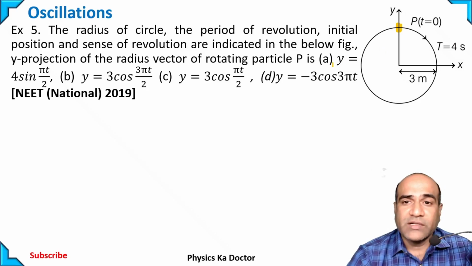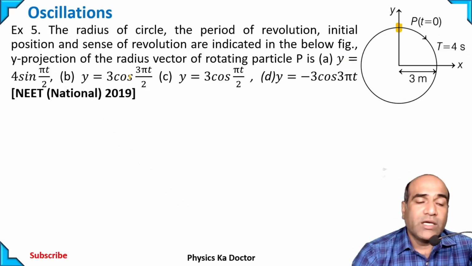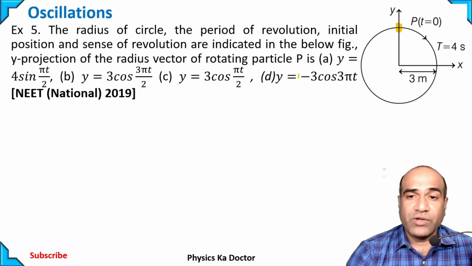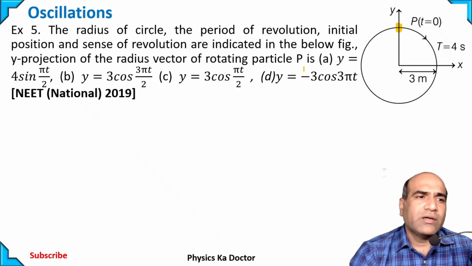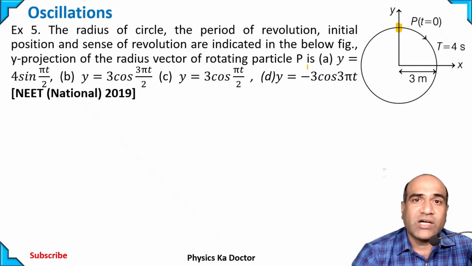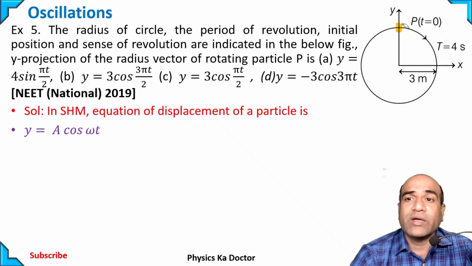So options are there: y equal to 4 sin(pi t by 2), y equal to 3 cos(3 pi t), y equal to 3 sin(pi t by 2), y equal to minus 3 cos(3 pi t). NEET National 2019, which one is the correct answer out of these? Let's see. So tell me, what is the simple harmonic motion equation? Y equal to A cos omega t.